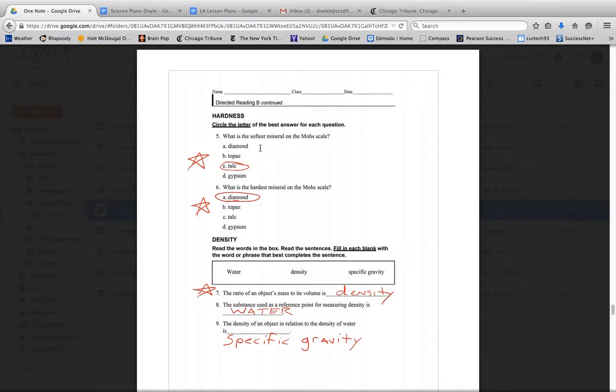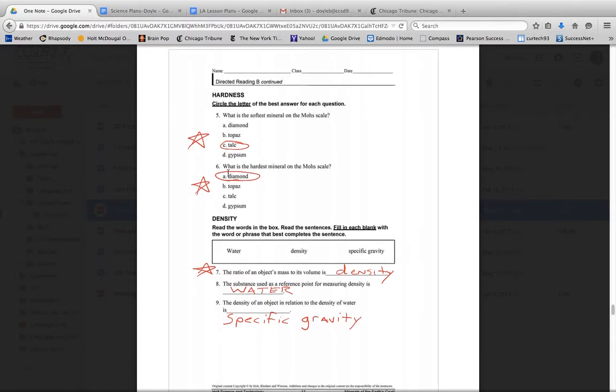Hardness: what is the softest mineral on the Mohs scale? It is talc, and the hardest mineral on the Mohs scale is diamond. So the Mohs scale tells us how hard or soft rocks are, and talc is 1 on the scale, and diamond is 10 on the scale.